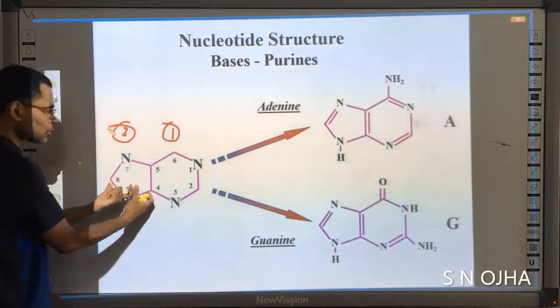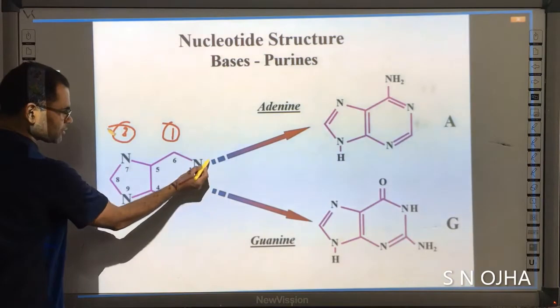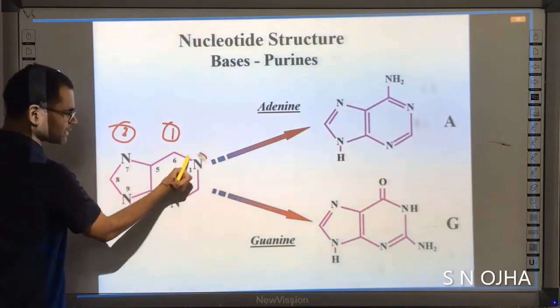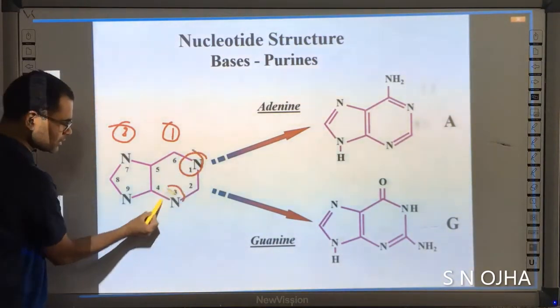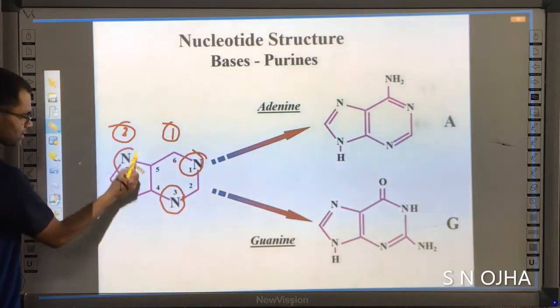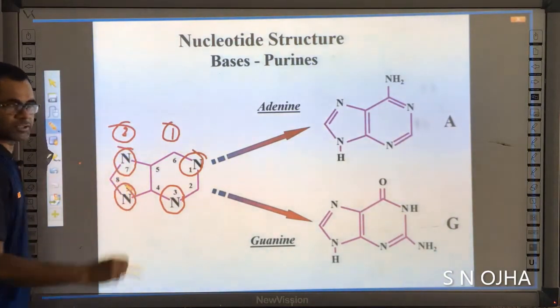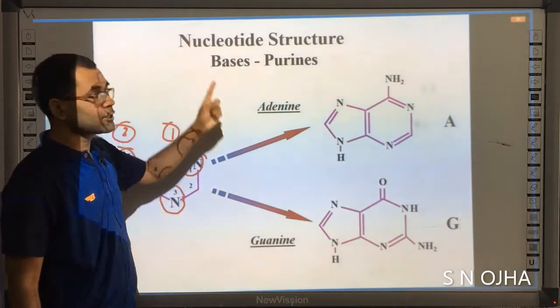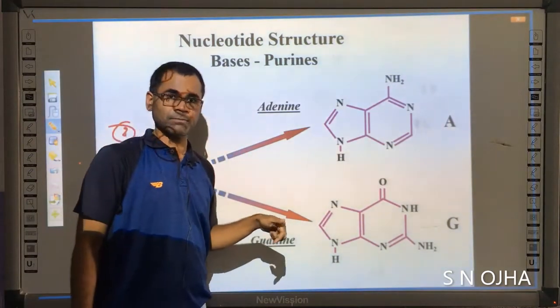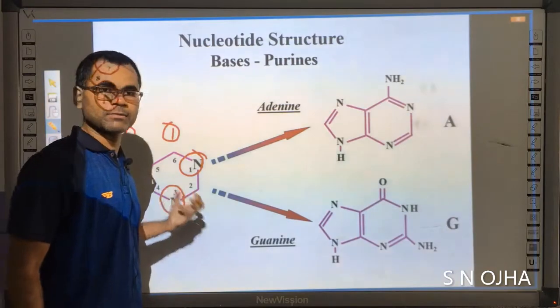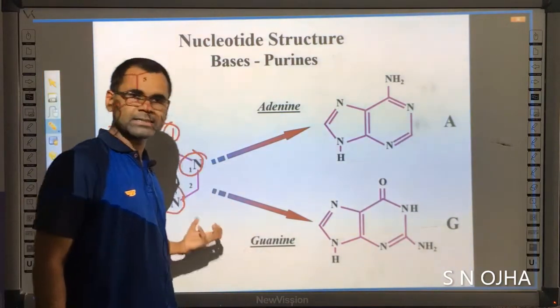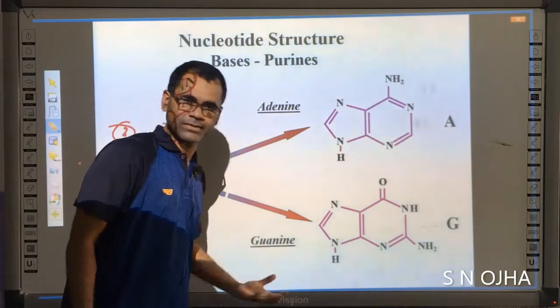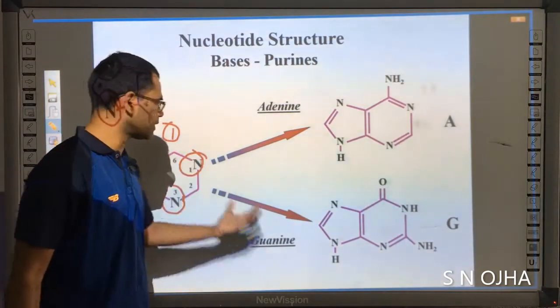Okay, so here there are two rings and you can see the place of nitrogen. So nitrogen is placed at first position, third position, 7th position and 9th position. Due to this, they are termed as nitrogenous base, because amine groups, as you all have studied in chemistry, are basic in nature. That's why they are termed as nitrogenous base.